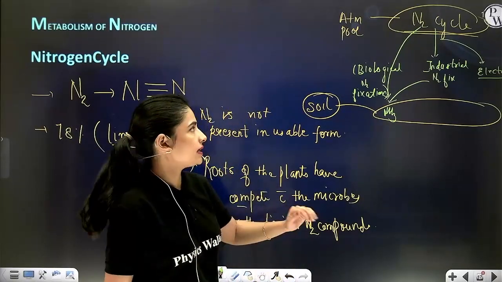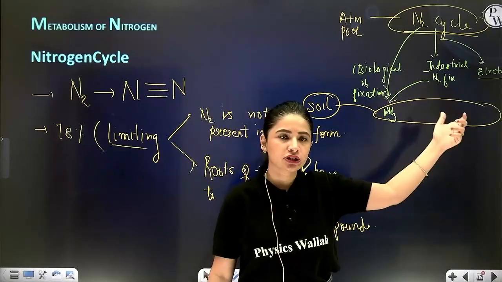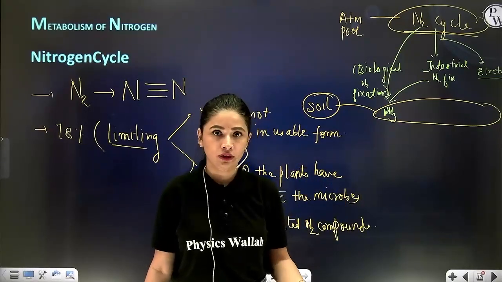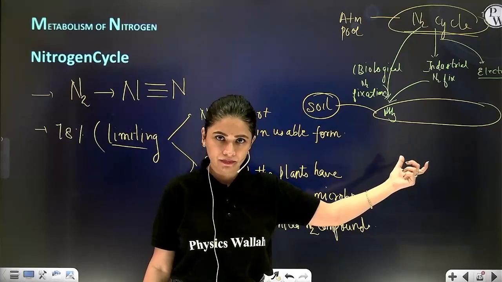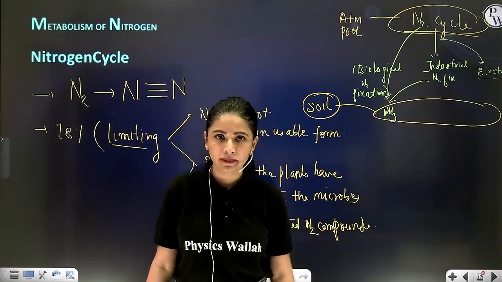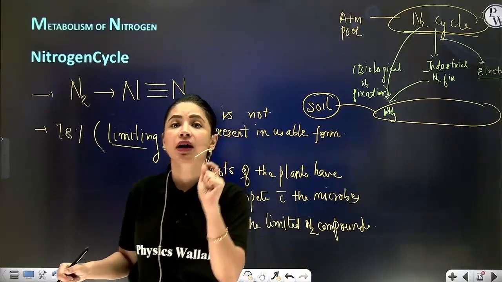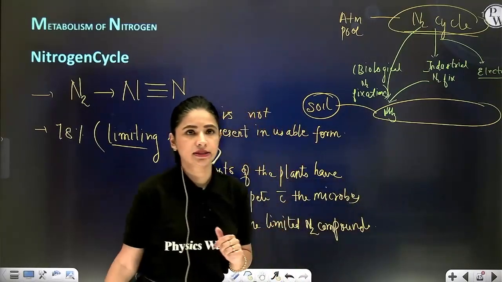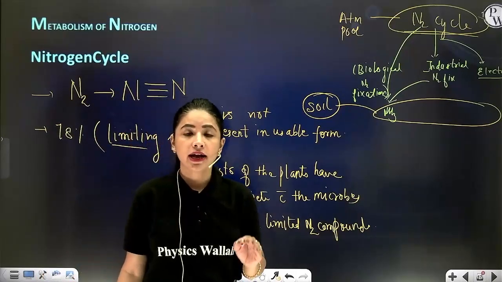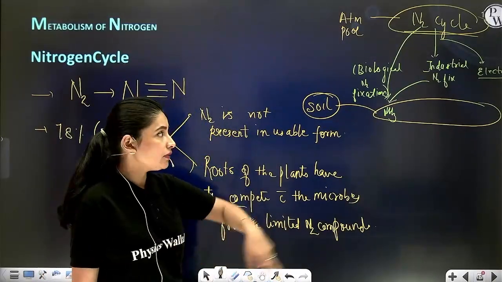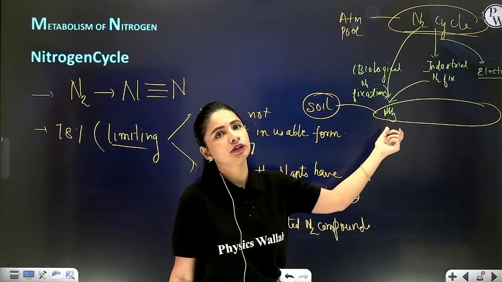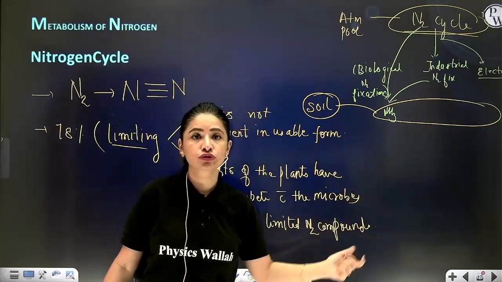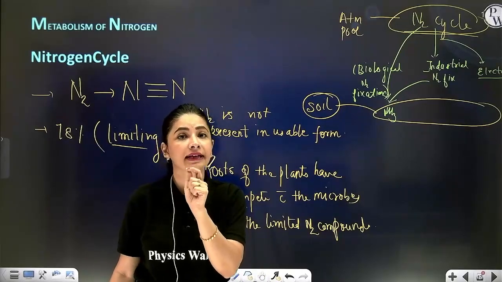Clear? Now you can see that by any method, biological, industrial or electrical, we have converted atmospheric nitrogen into compounds of nitrogen. Mainly I will be talking about ammonia. So now the soil has ammonia, but there is one trouble: the roots of plants cannot absorb nitrogen in the form of ammonia. Even if ammonia is there in the soil, the plant will not prefer it. Why? Because plants absorb nitrogen mainly in the form of nitrates.